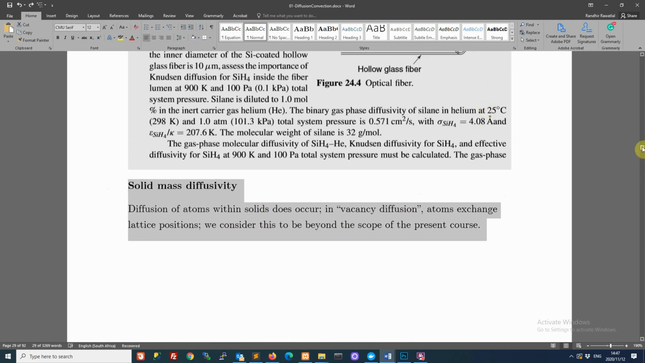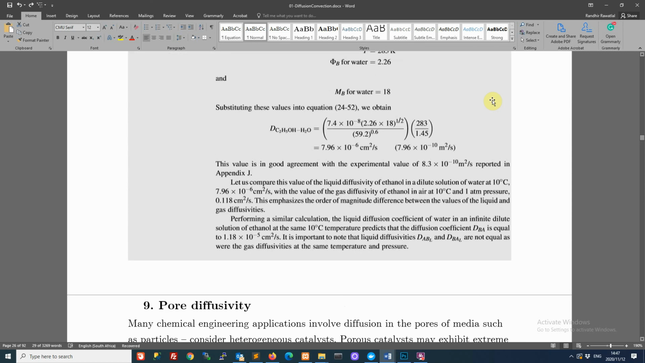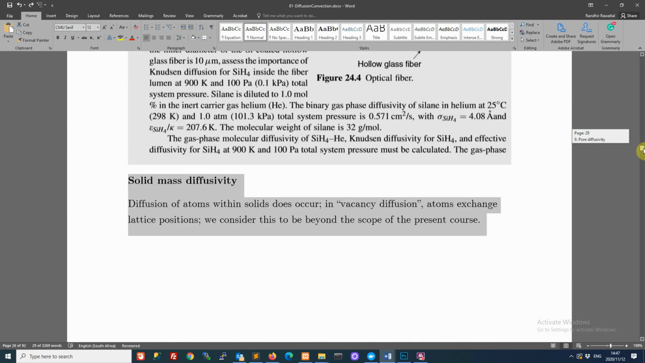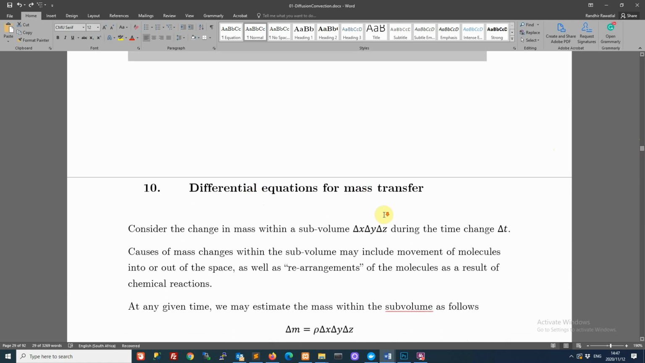Okay, so that was in a sense a missing piece for us. Convection was easy. Diffusion is well defined, but there's this missing proportionality constant, and now we have available all these methods for getting good estimates for it. So this has set us up nicely now to be able to undertake our next topic, which is the development of our differential equations for mass transfer.